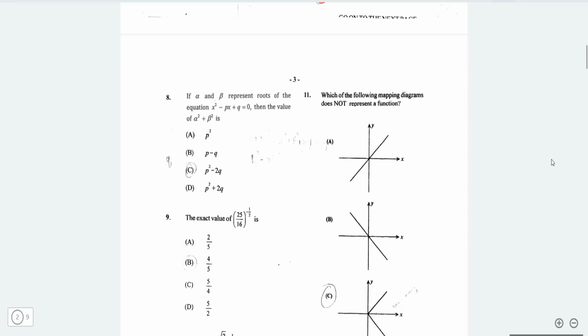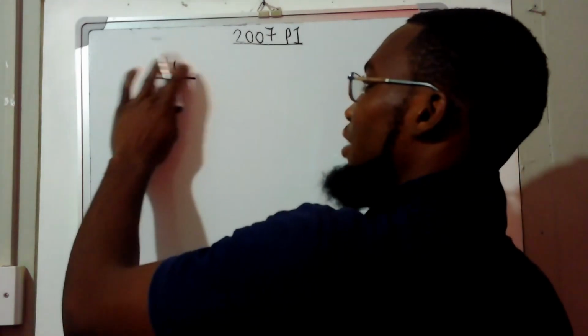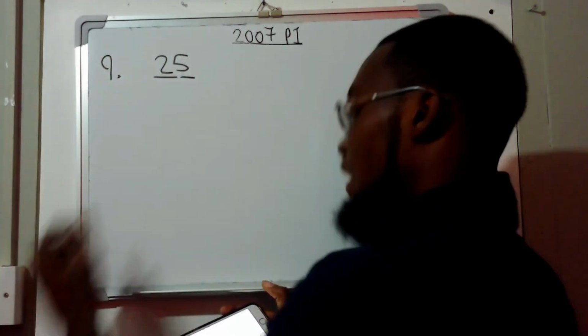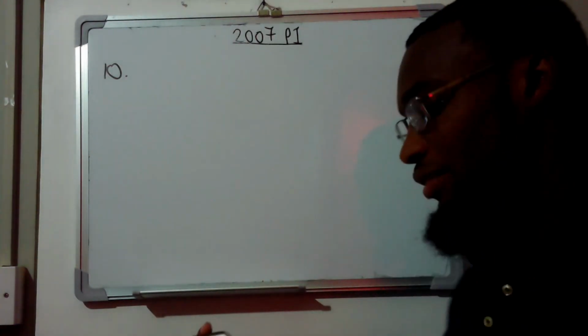Question 9 says find the exact value of 25 over 16 raised to the minus half. 25. Question 10 says rationalizing gives.